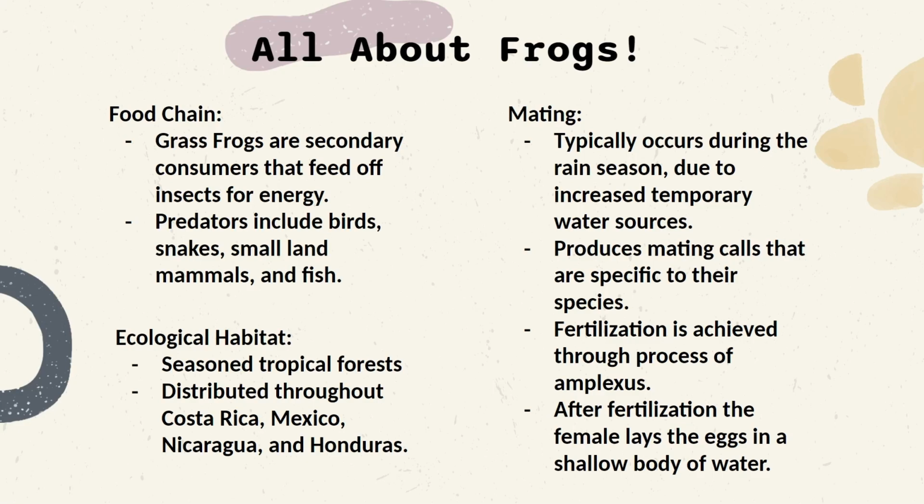When looking at its mating, it typically occurs in the rainy season, and this is due to the water sources that are available due to the rain. They have a special mating call that is specific to their species, and the fertilization process is through a unique process of amplexus that allows for the fertilization of the egg for the female. Once the female is fertilized, she lays eggs in these shallow bodies of water, which then develop into tadpoles later on.